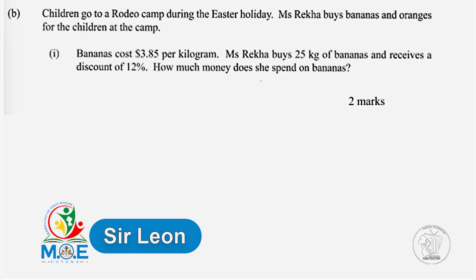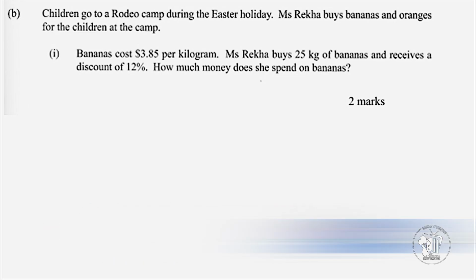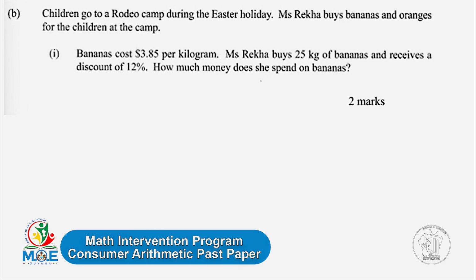So the question says, children go to a rodeo camp during the Easter holiday. Miss Rika buys bananas and oranges for the children at the camp. So the bananas cost $3.85 per kilogram. Miss Rika buys 25 kilograms of banana and received a discount of 12%. How much money does she spend on bananas?